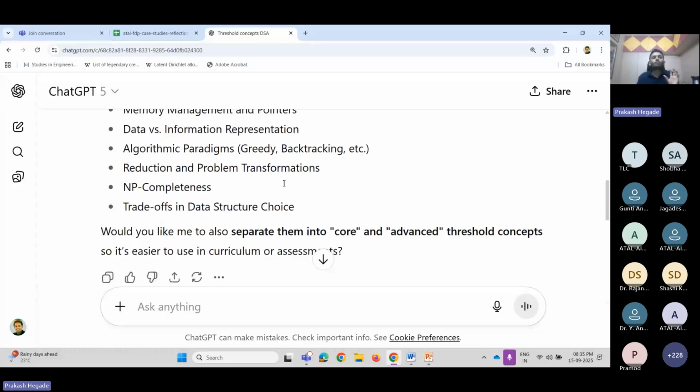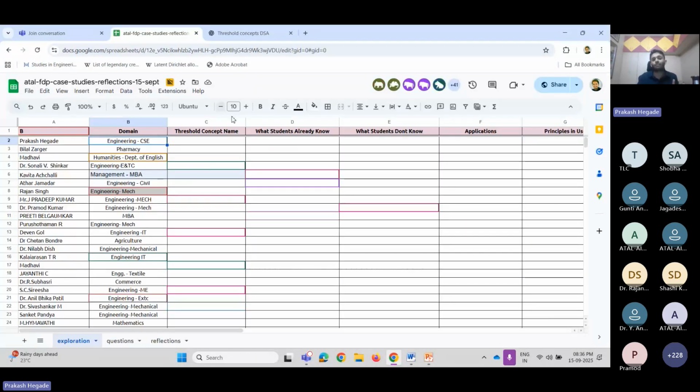From this list, I'm going to identify one of the important core concepts and enter that here. I'm going to pick depth first search and breadth first search as two threshold concepts. It doesn't matter what you pick. If you're not from computer science, don't worry at all. Like I said, this is purely about what we are going to explore. I want you all to pick one of the threshold concepts.